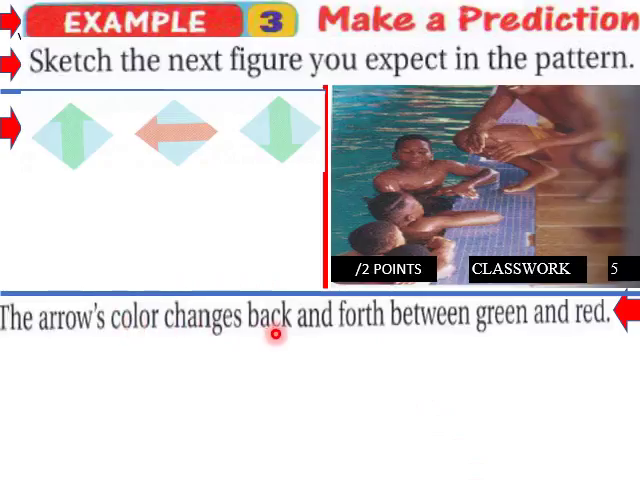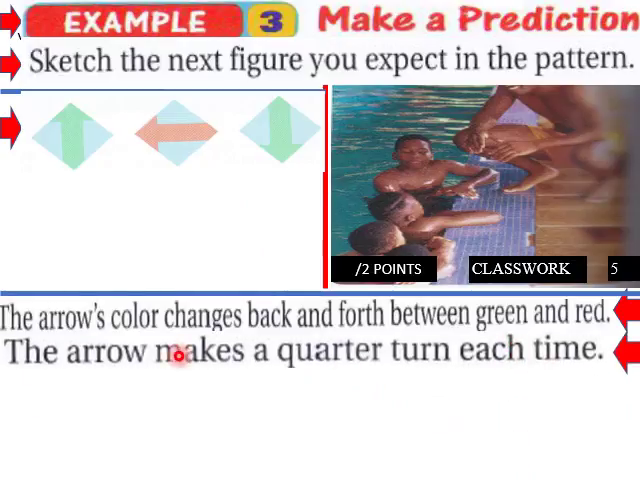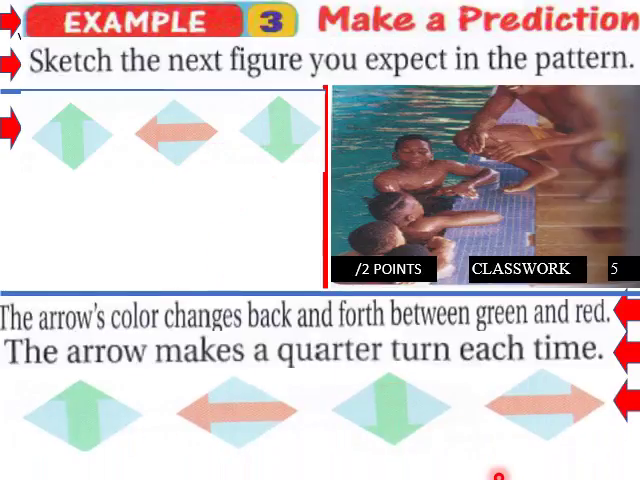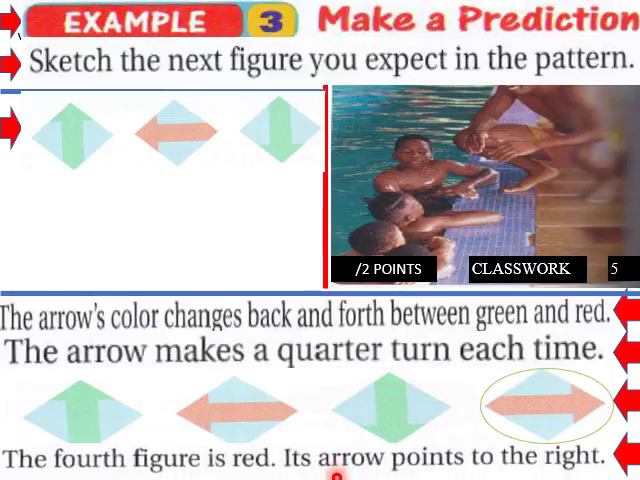The arrow's color changes back and forth between green and red. Oh, well, okay, there's one pattern. The arrow makes a quarter turn each time, so it's moving at 90 degrees each time. So the fourth one would be here. It would be a red arrow, and it would move another quarter turn counterclockwise here. The fourth figure is red. The arrow points to the right. So that would be the fourth stage of this pattern here.